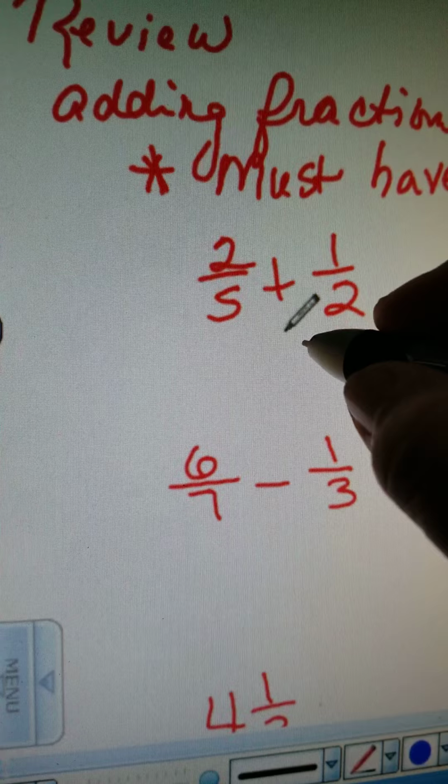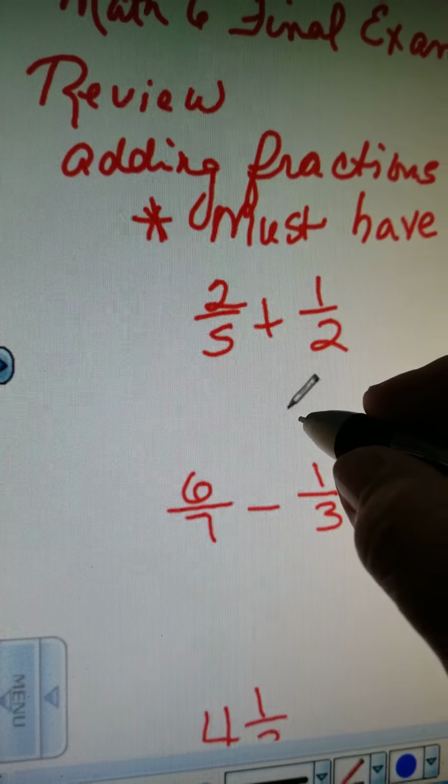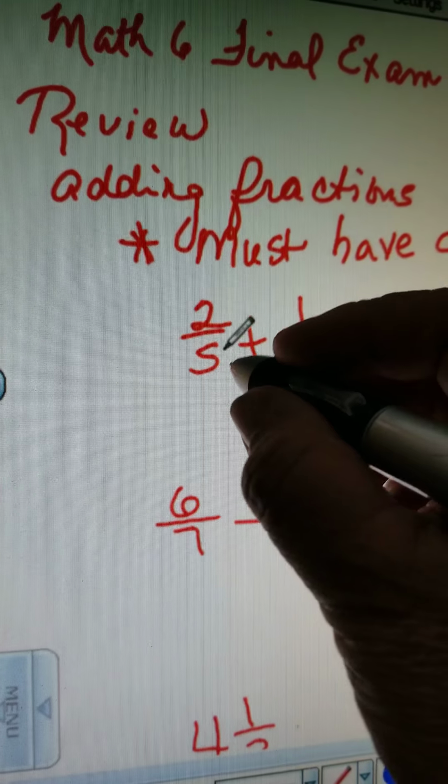Part 4, the back page, bottom of the exam review. And I want to remind you about adding fractions, that it must have a common denominator. And remember the denominator, think down. And when we don't have a common denominator, we need to find one. So in this case, it would be 10, because 5 and 2 are both factors of 10.